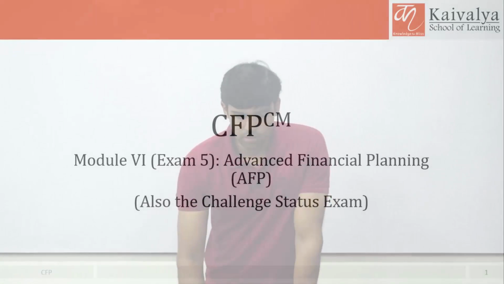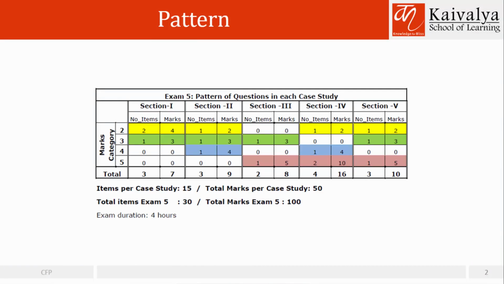Now see, in this particular examination we are having a total of 2 case studies. One case study will have 15 questions and the same will carry 50 marks. So one case study, 15 questions, making it 2 case studies, 30 questions, and we have got a total of 100 marks. Now this is something very interesting.